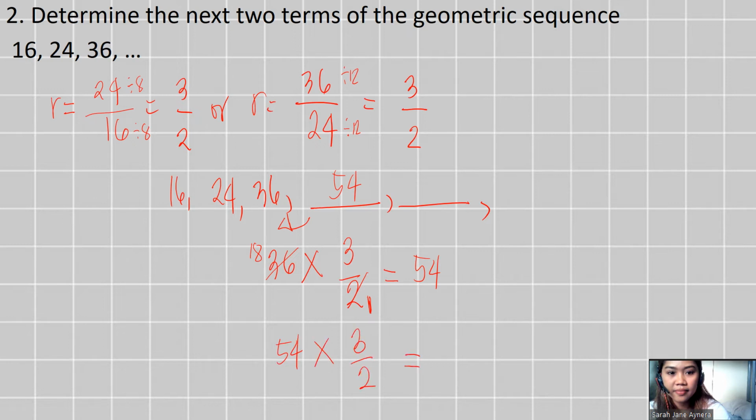So, this is 54. To get the next term, the preceding term, which is 54, multiplied by the common ratio, 3 halves. This is equal to, we can cancel 54 and 2 by dividing each by 2. So, this will become 1. 54 divided by 2 is equal to 27. So, 27 is left here and 3 on the other side. So, 27 times 3 is equal to 81. So, the next term is 81. So, now the geometric sequence is 16, 24, 36, 54, 81, and so on and so forth.